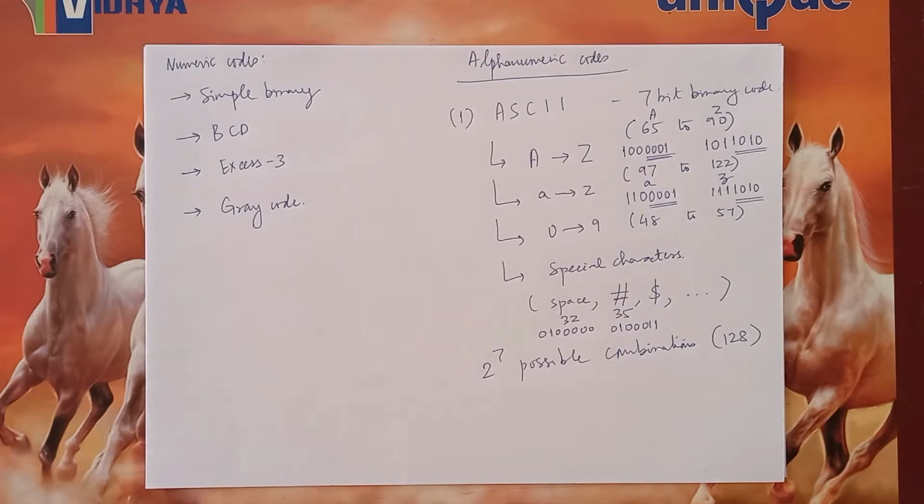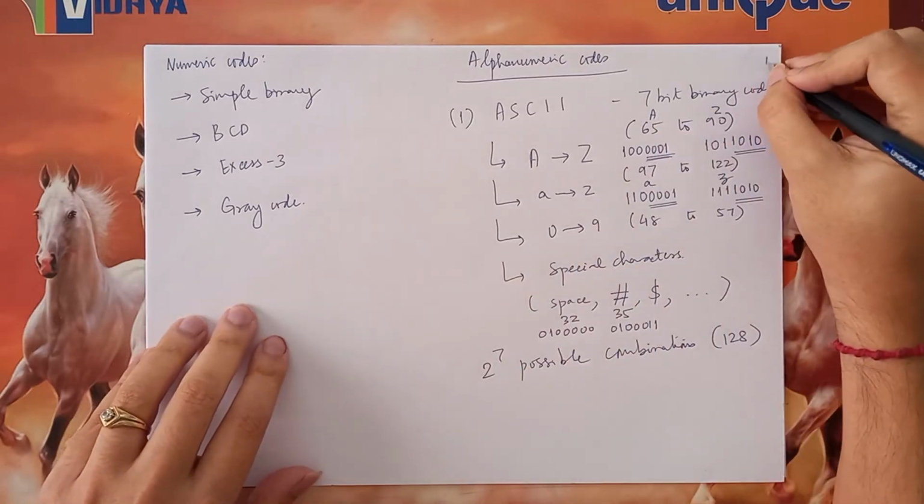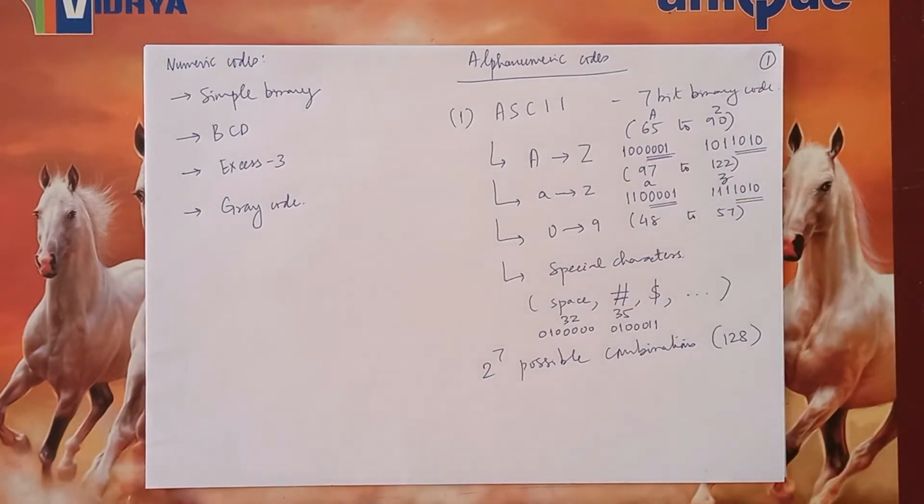So many a time when you are writing a piece of code and you are dealing with characters, in underlying operations, it is the ASCII code of those characters which get invoked. So therefore, ASCII is a very, very well-known code.